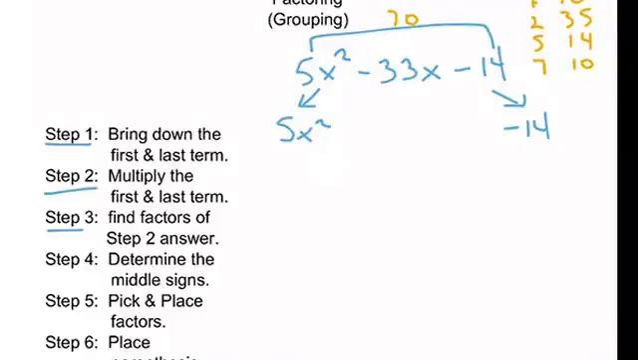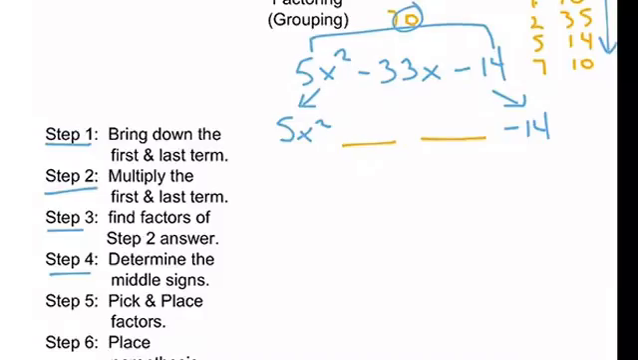Step 2 is to multiply the first and the last term. We did that here. And step 3 is to find the factors. We did that here. Okay. Step 4, determine the middle signs. In other words, I am going to have a value here and here, and I'm going to determine those signs right now.